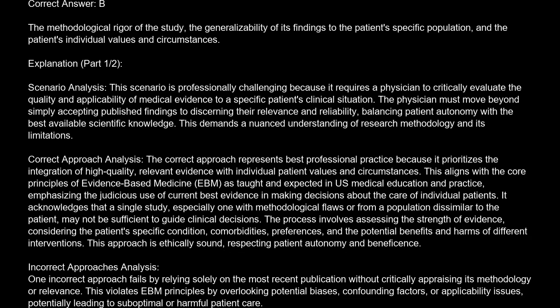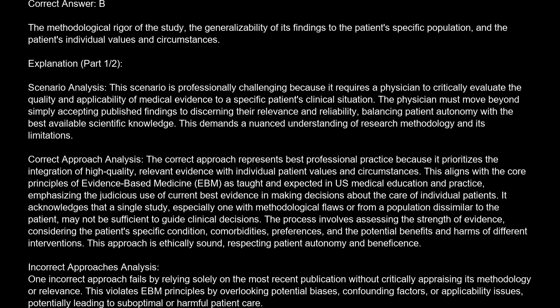Correct answer is B. The methodological rigor of the study, the generalizability of its findings to the patient's specific population, and the patient's individual values and circumstances. Explanation. Scenario analysis. This scenario is professionally challenging because it requires a physician to critically evaluate the quality and applicability of medical evidence to a specific patient's clinical situation.